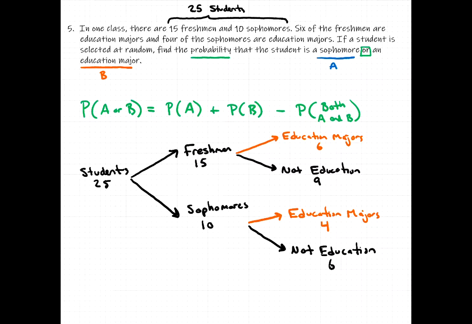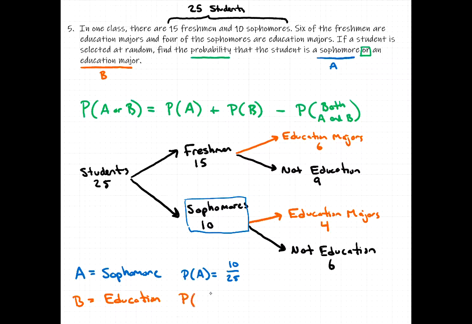Okay, so if our events, we said A is being a sophomore. And the probability of being a sophomore, well, there's 10 sophomores out of the 25 students, so 10 over 25. Event B, being an ed major. And the probability of B, the probability of being an education major, well, there's 6 up here in the freshman group, and there's another 4 down here in the sophomore group. So it looks like there's a total of 10 education majors. All right, so that's 10 out of 25.